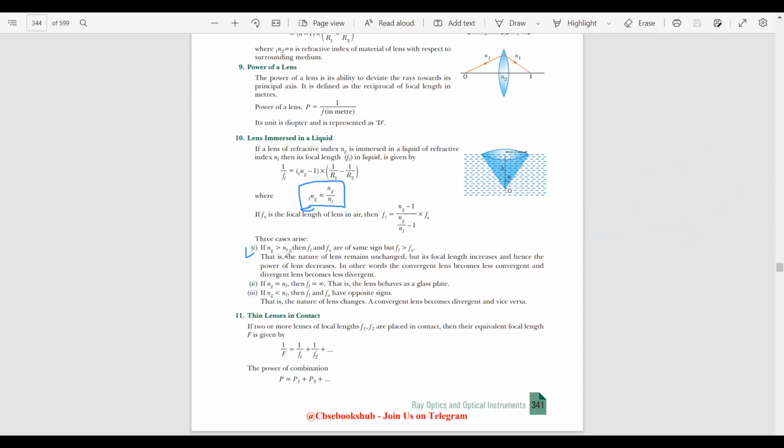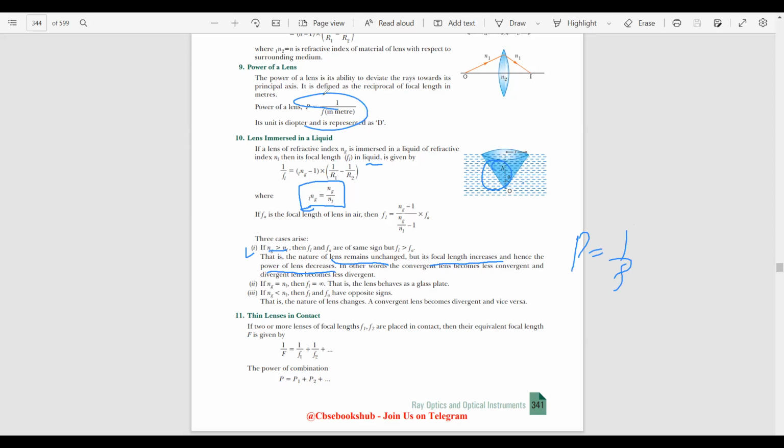If n of glass and of the liquid are changing, from one medium to another medium it is changing. There are two media here. So the nature of the lens remains unchanged, but the focal length increases. Hence, the power of the lens decreases because P equals 1 by f.